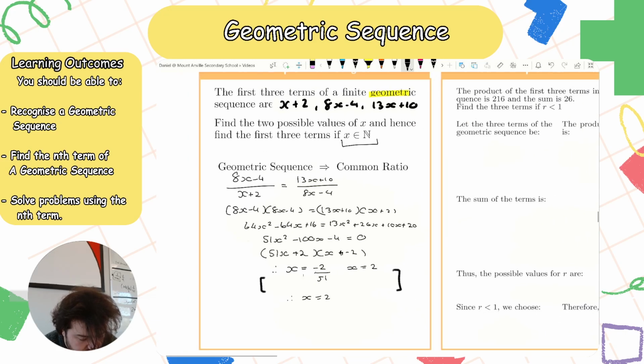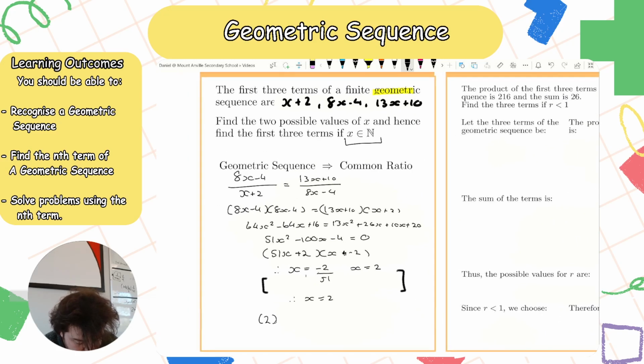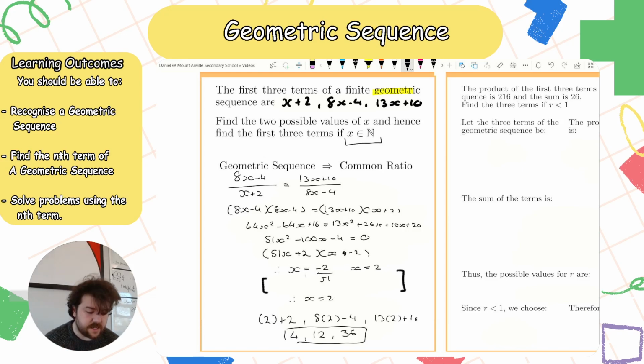And then for the first three terms, you're just going to sub them in. 2 plus 2, 8 times 2 minus 4, and then 13 times 2 plus 10, which is 4, 12, and 26 plus 10, 36. There's my first three.